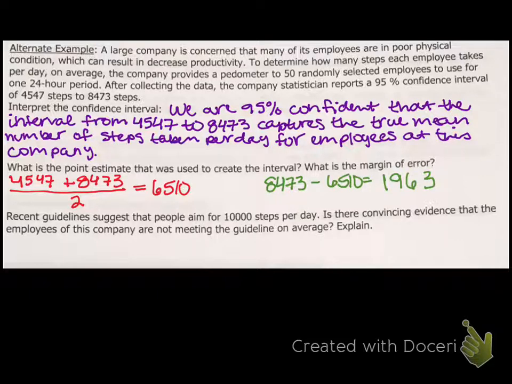Recent guidelines suggest that people aim for 10,000 steps per day. Is there convincing evidence that the employees of this company are not meeting the guideline on average? Explain. Yes, there is evidence this company is not meeting the guidelines because all values within my interval are less than 10,000. And that's how you would answer that question.